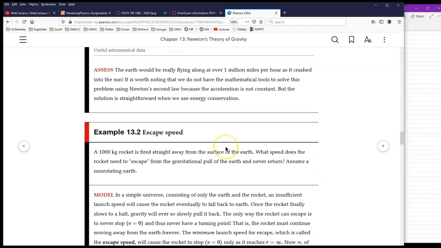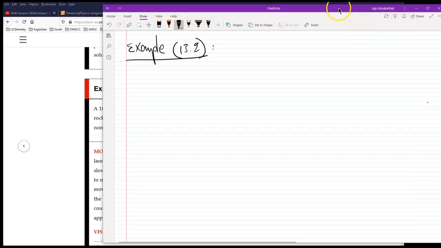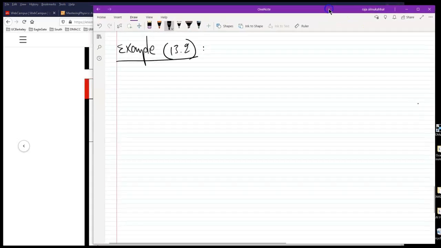Anyway, here's the example. Escape speed. I have a 1,000 kilogram rocket fired straight away from the surface of the Earth. What speed does the rocket need to escape from the gravitational pull of the Earth? This is a cool problem. I wish I was in class, I would make a nice demo for you. But basically, here is how it works. Let me just talk about it a little bit.